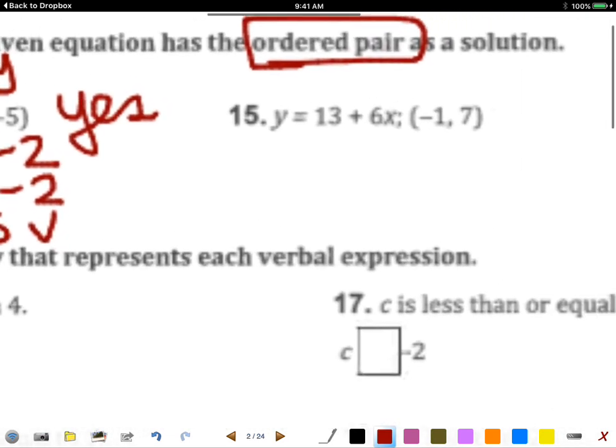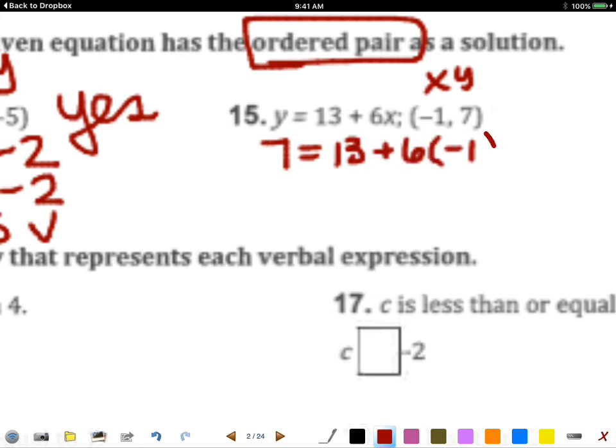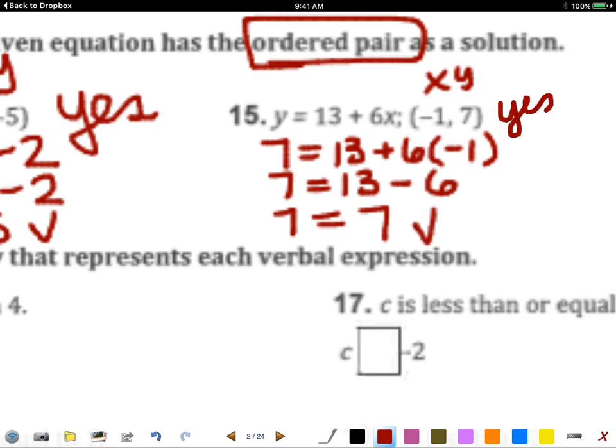Okay, let's do the same thing with 15. So we have our x and our y. So in place of y, I'm going to put 7 equals 13 plus 6 times negative 1. Bring down my 7 equals 13 what? You can write plus negative 6 or you can just write minus 6, either way. But you can't put minus negative 6. It's either plus negative 6 or minus 6. 13 minus 6 is 7, so this one worked as well.